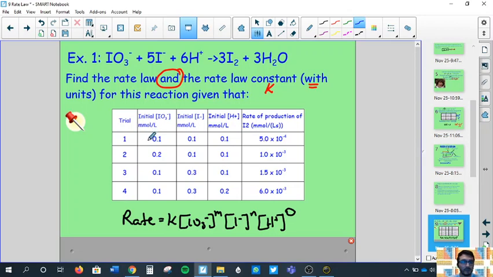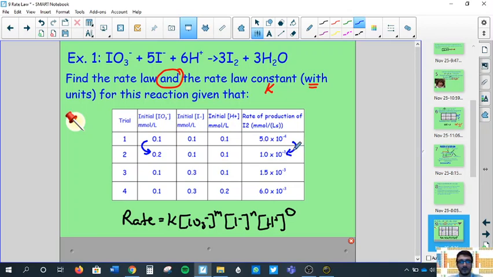By comparing 1 and 2, we can see that if we've doubled and everything else stays the same between trials 1 and 2, what has happened to the rate? Okay, so you can look at this, and a lot of you will be able to see this and say, okay, I know it's doubled. It's gone from 5 times 10 to negative 4 to 1 times 10 to negative 3.